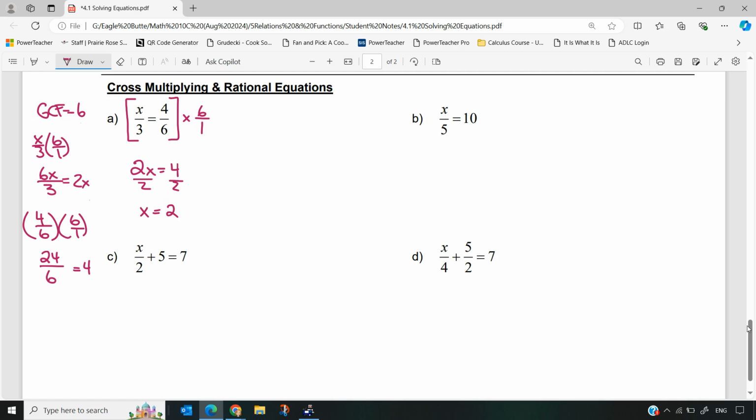So for x over 5 equals 10, I can multiply the entire equation by 5, which is multiplying by 5 over 1. The 5's will cancel, I'll be left with x, and then 10 times 5 is 50.